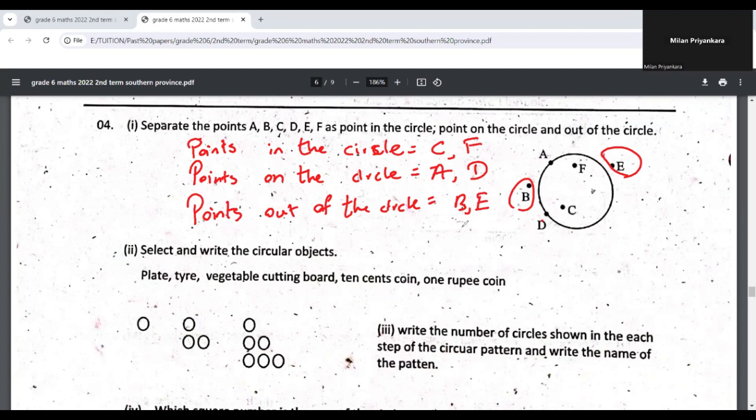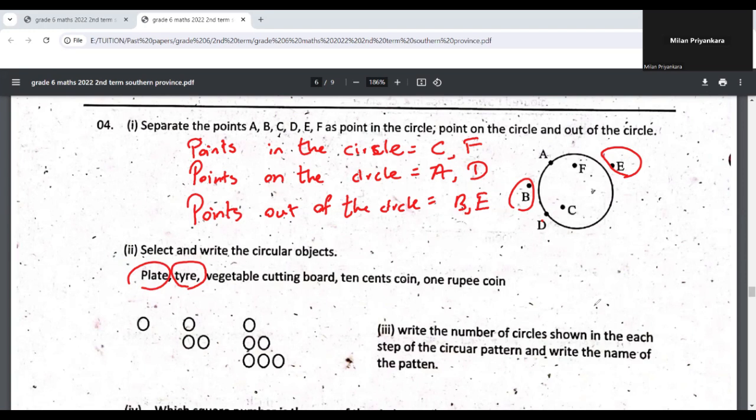Select and write the circular objects. So you can write these objects like the plate. It's circular. Tire is circular. Vegetable cutting boards are usually not circular. And a 10 cents coin is not circular.